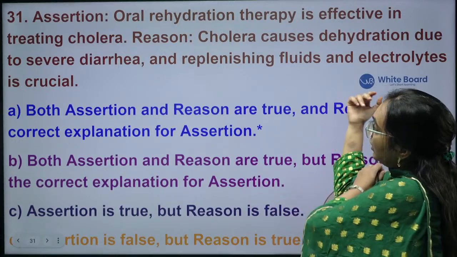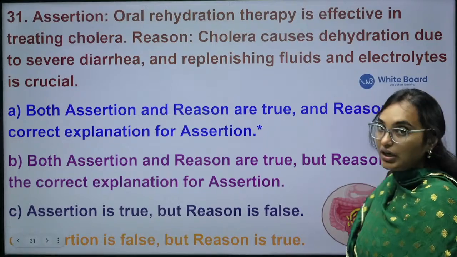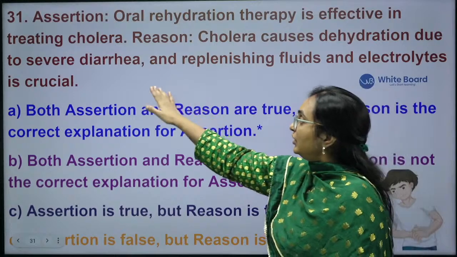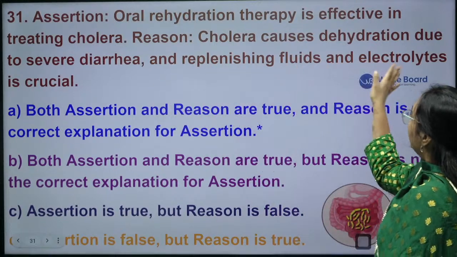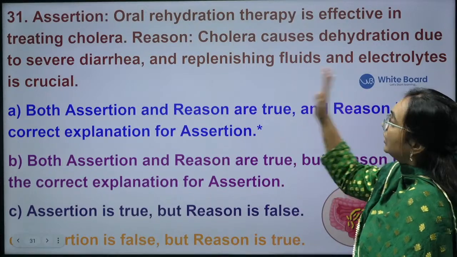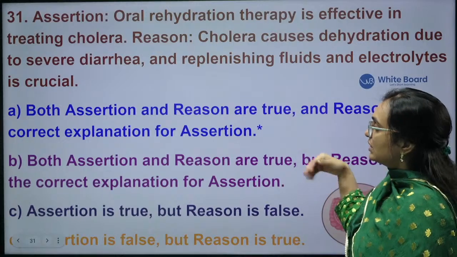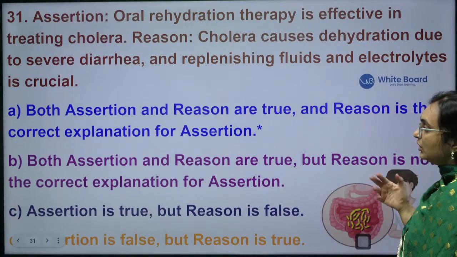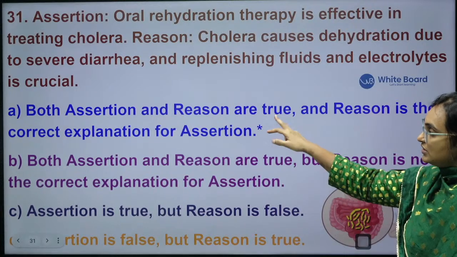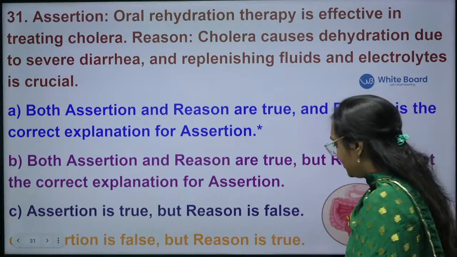So here the assertion is oral rehydration therapy is effective in treating cholera. Yes, cholera causes dehydration due to severe diarrhea, and replenishing fluids and electrolytes is crucial. Yes, that is why ORS is given. So the answer is option A. Assertion and reason are true, and the reason is a correct explanation for the assertion. Next question.